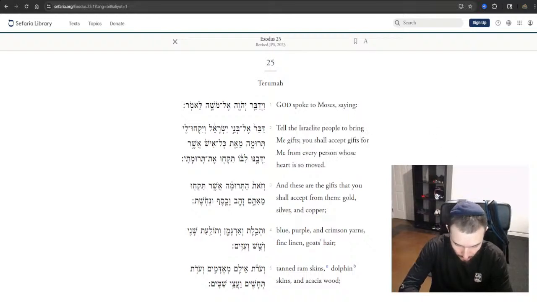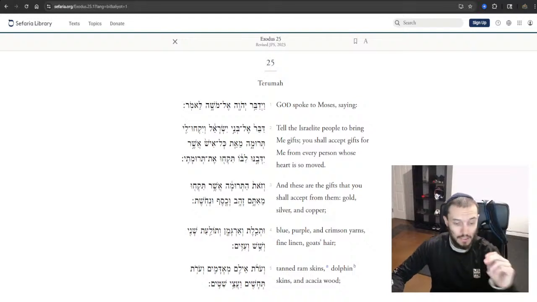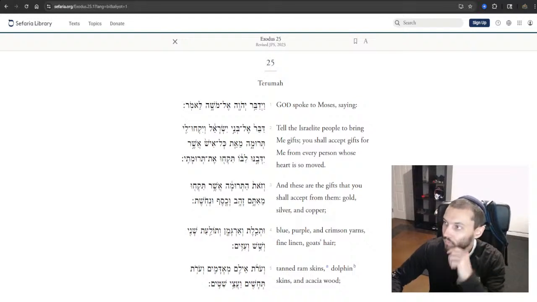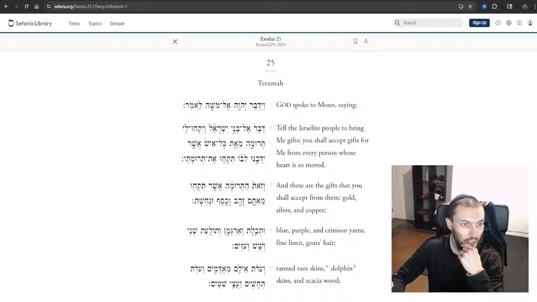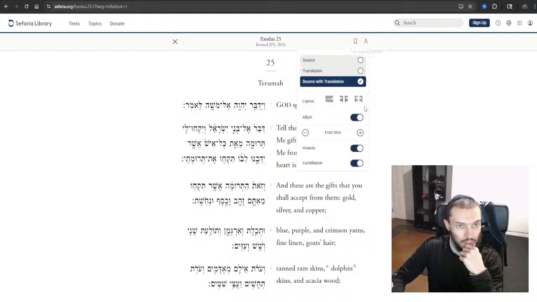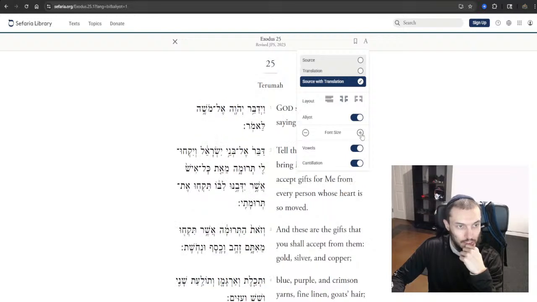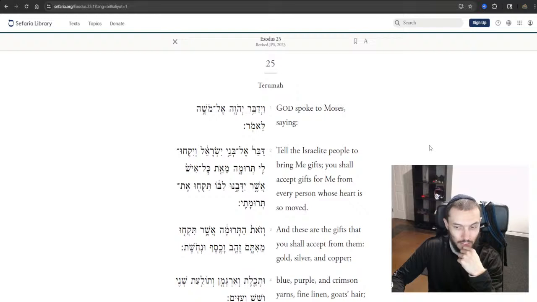Alright, so I don't need the phone now because I've got it worked correctly to where I can see it on the computer. And it's still visible completely. Good, alright. Parshat Terumah. God spoke to Moshe saying, wait, actually, let's make the font size slightly bigger. Maybe I can read it in Hebrew. Not today, I'm not going to read it in Hebrew.